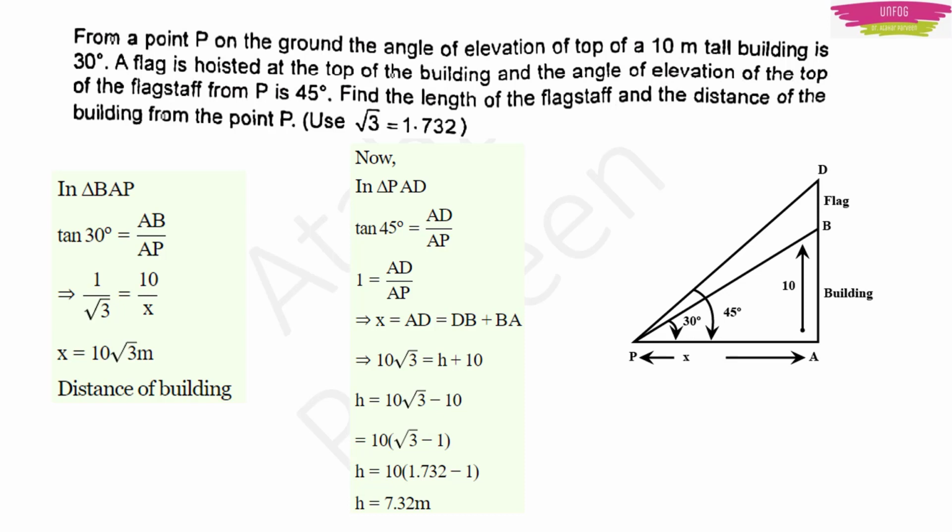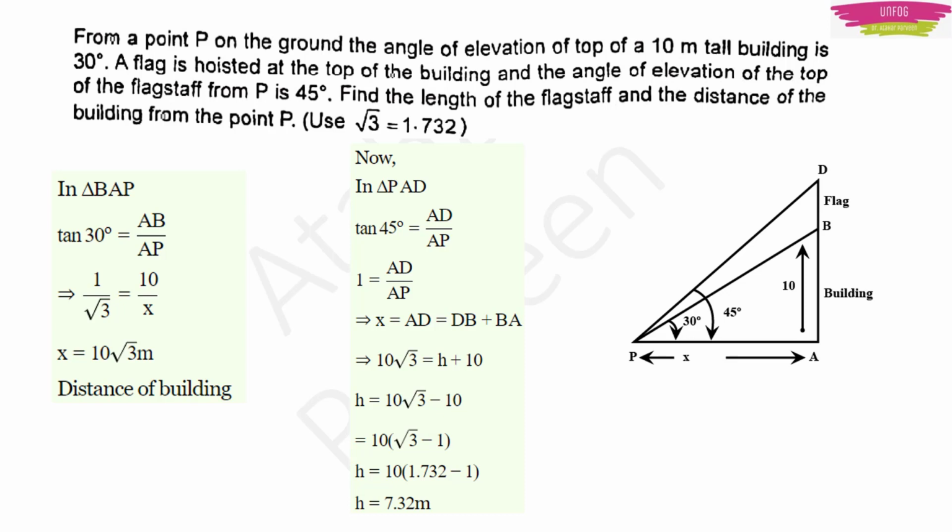Now we came to know that the distance from the floor to the top of the flag is equal to the distance between the observer and the building. That we came to know. Now it will be easy for us to find the height h between D and B. That is the height of the pole.